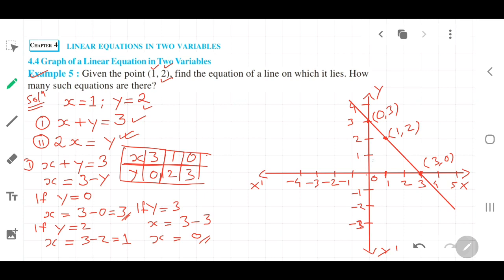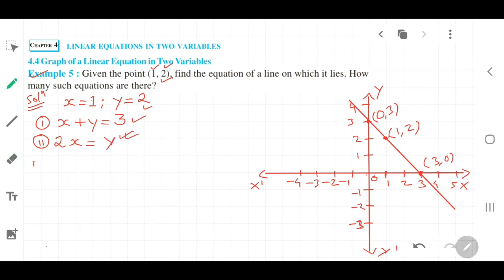Now, an infinite number of lines can be drawn. You understood? So we are getting different values of x and y, and from that we can draw an infinite number of lines. Is it okay? Now let us see the second equation that is given, twice x equal to y. You have seen, na? Twice x equal to y. Let us solve this equation.